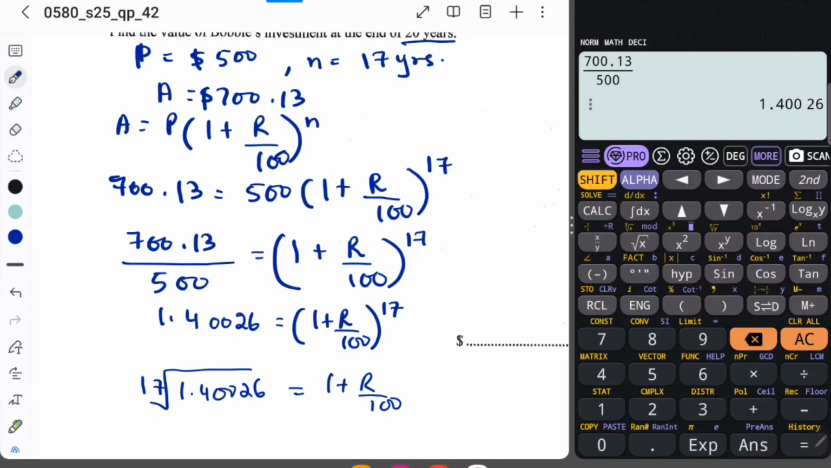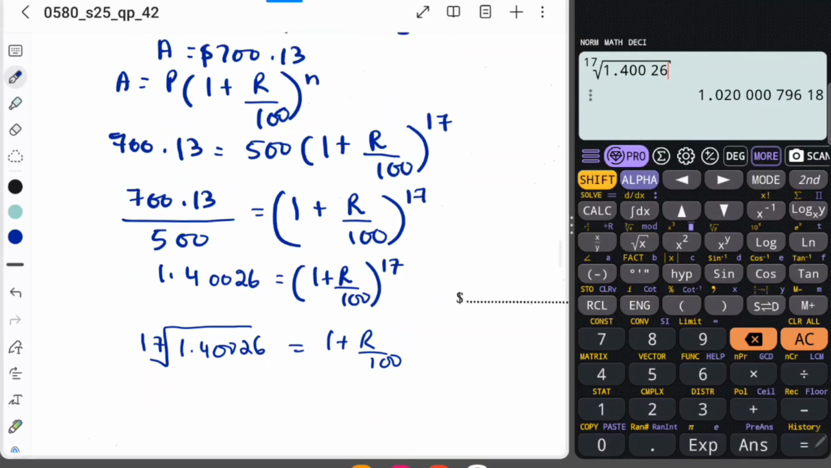If it were a square, we'd take the square root. Obviously we'll do the same thing. So we are going to find the 17th root here. That is the 17th root of 1.40026, which becomes 1.0200. So 1.02 is okay.